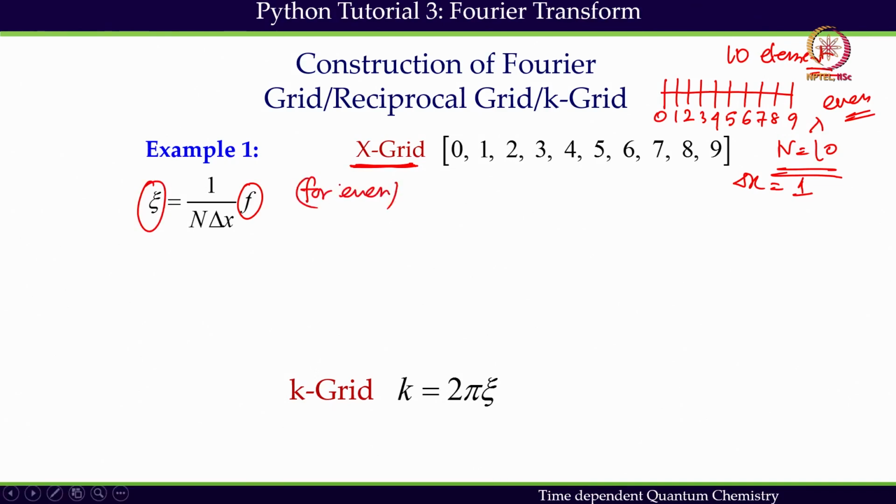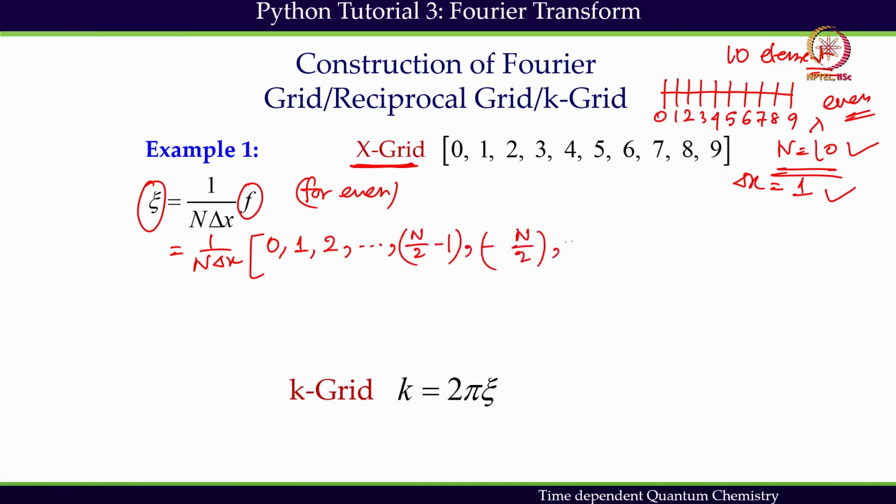So, that is why I will be able to write down 1 by n is known now, n is known, delta x is known. I will write down this way, and then the components would be 0, 1, 2 like this, and then n by 2 minus 1, then minus n by 2, then minus n by 2 plus 1, up to minus 1. That is the way we get.